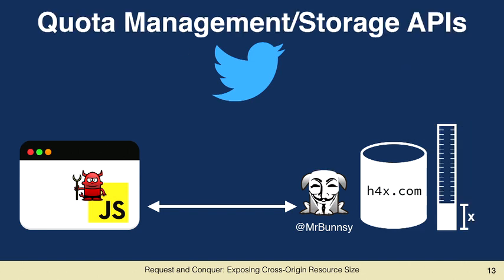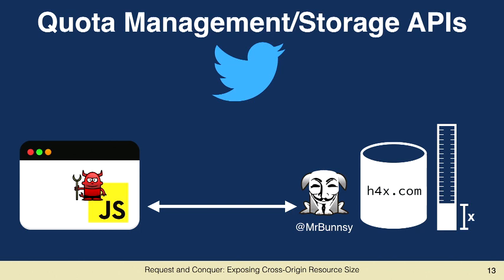Then for the second attack, which I think serves as a very good example that when new APIs are introduced into the browser, they should be thoroughly checked, or at least at the security level. The quota management and storage APIs allow web developers to get some insight into the current usage of the cache.